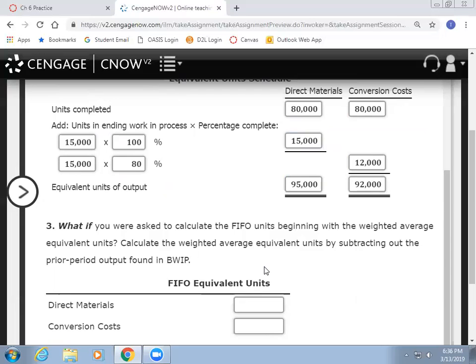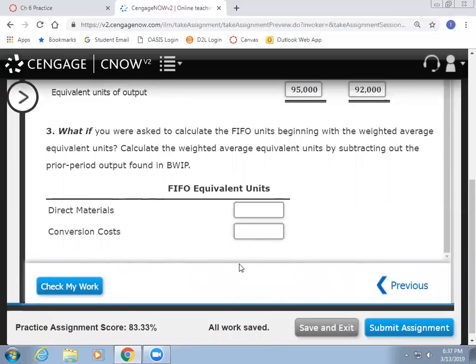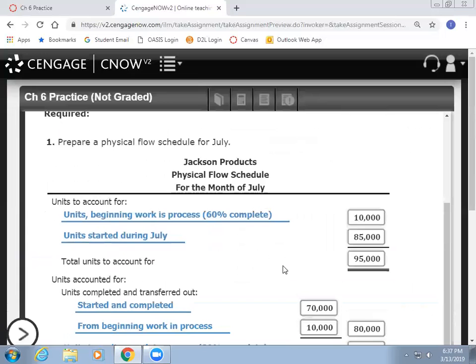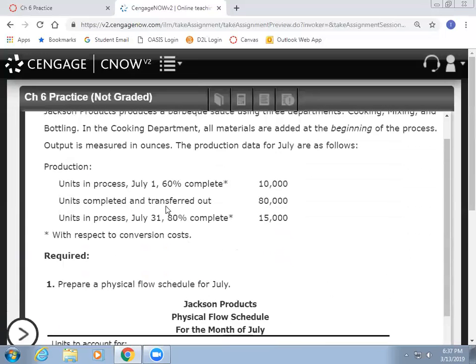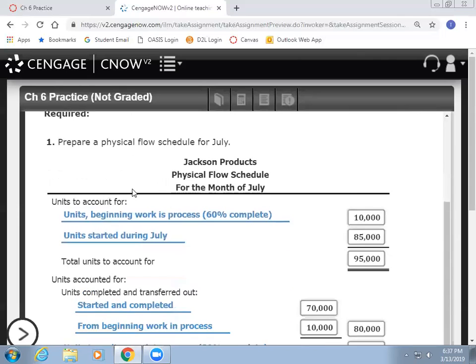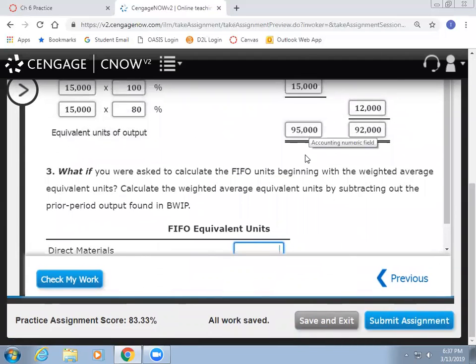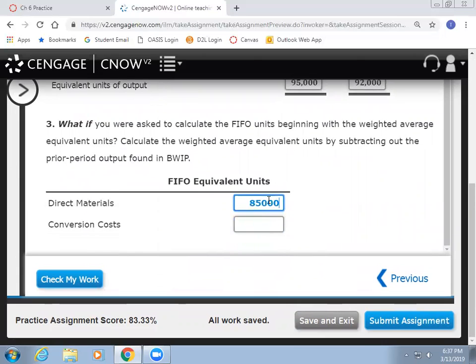Well, yeah, those are the answers. You got it. Very good. I was just remembering how to get to the answers. Let's see. We had equivalent units used in beginning work in process. I just need to scroll up. 10,000, right? We had 10,000 units in beginning work in process. So for direct materials for FIFO, we would just take the 95,000 minus the 10,000 units. So you just subtract out your equivalent units of production from beginning work in process.